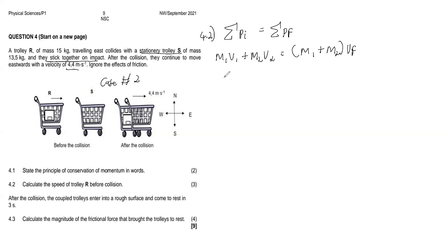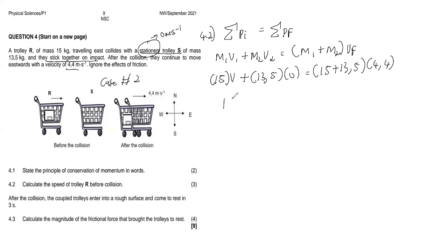Now, what is the mass of trolley R? That's 15, and we are not given the velocity. And what is the mass of trolley S? That's 13.5, but we are told that it is stationary, so we know stationary means that the velocity is 0 meters per second. So that's 0 here. Then this is 15 plus 13.5. Then our final velocity, that's 4.4, right?